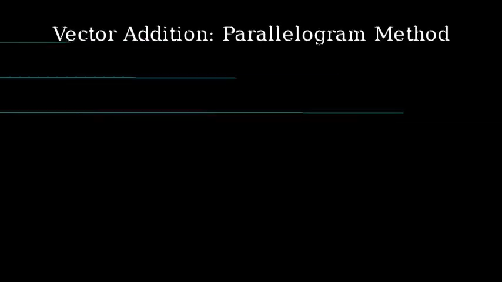Our next topic on vectors is how to add them. We have different methods to do that. One of them is a graphical method, and the particular one we're going to talk about here is called the parallelogram method. So what you need to do is recognize you have two vectors.